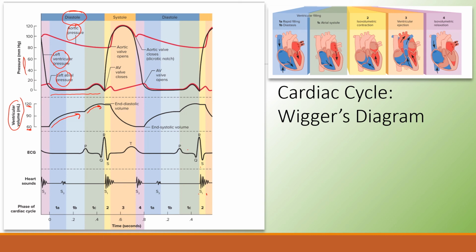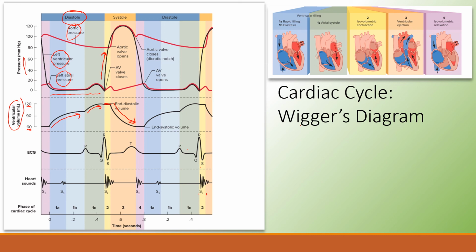And then you'll notice we kind of flatline at this point right here because the AV valve is closed and we're in isovolumetric contraction, which on the pressure graph is this portion. And then when the aortic valve actually opens and we eject, the volume in the left ventricle is going to decrease, and it actually drops back to about 60 mLs. So we ejected 60 mLs during that contraction. So the stroke volume would be 60 mLs.